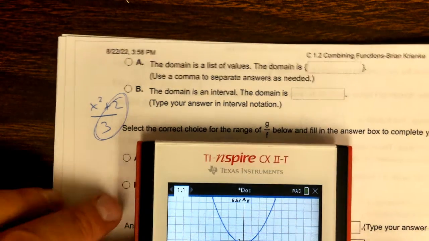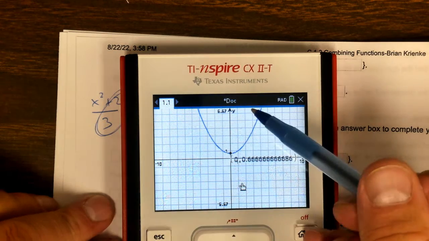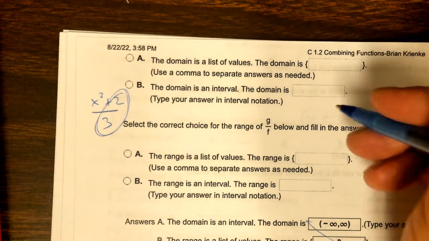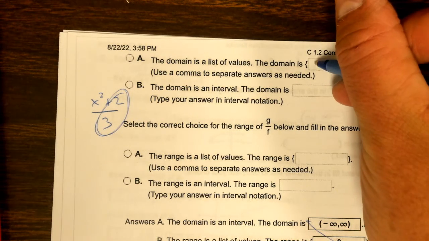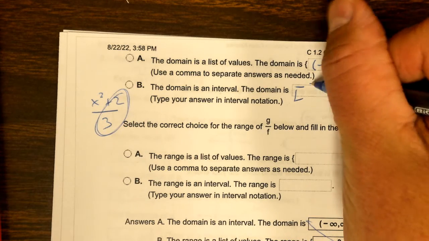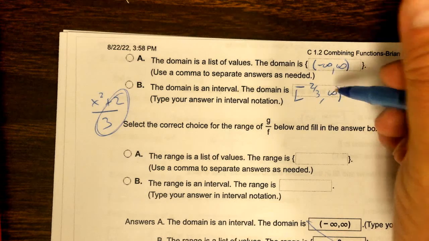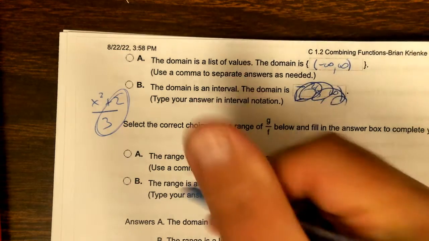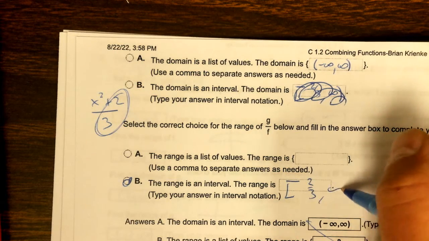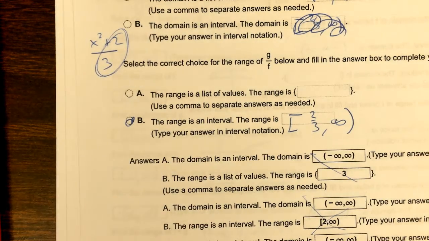Our domain is as wide as you want, which is all real numbers, and our range is from 2/3 up. So domain is -infinity to infinity, and range is bracket 2/3, comma, infinity. Whoops, I put that in the wrong spot. The range is bracket 2/3, comma, infinity. Okay, so there's the first few.